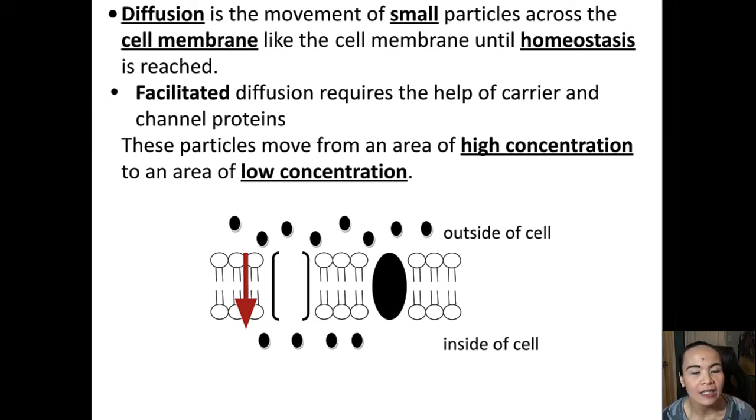Now, facilitated diffusion requires the help of a carrier. Usually they are channel proteins. Now, these particles move from an area of high concentration to low concentration, which is why it's called passive transport.